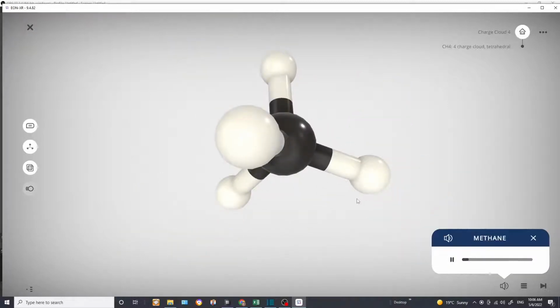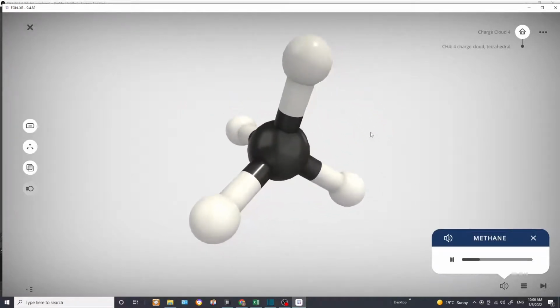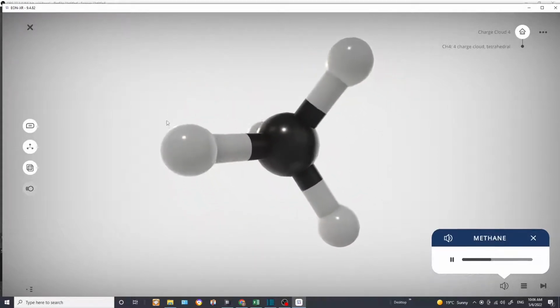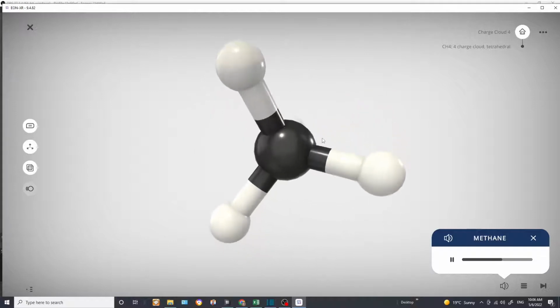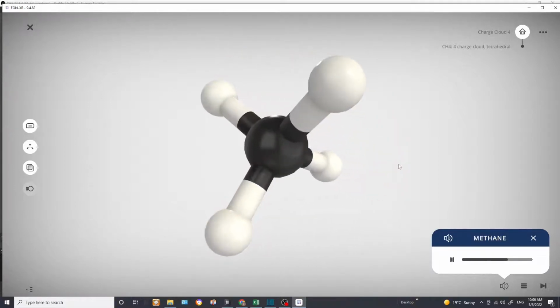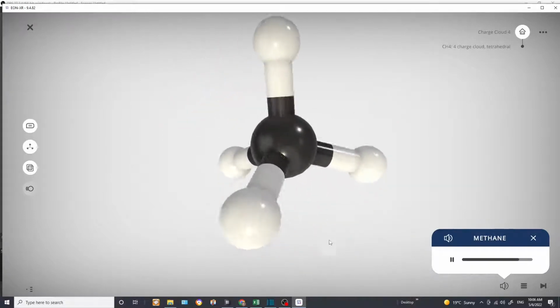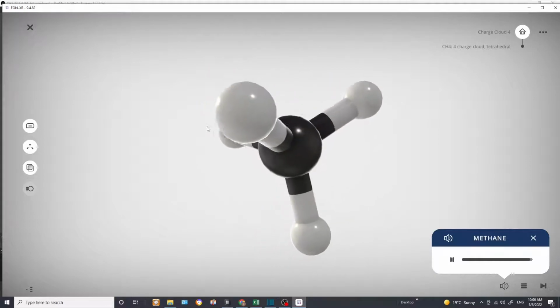So here we are looking at methane. Each bond between the carbon and the hydrogen counts as a charge cloud. We have 4 bonds, and therefore we have 4 charge clouds. In this case, the electronic geometry is tetrahedral as well as the molecular geometry is tetrahedral.